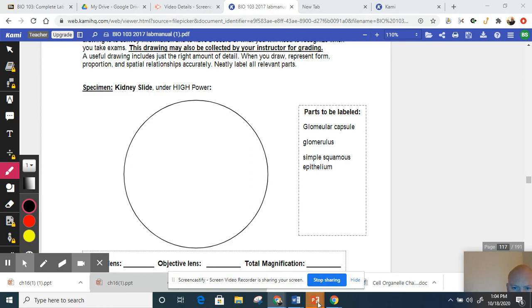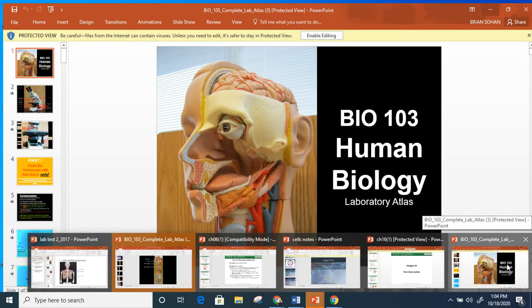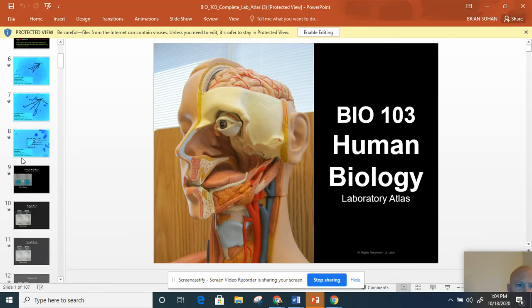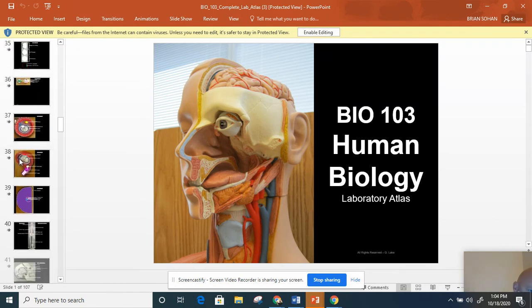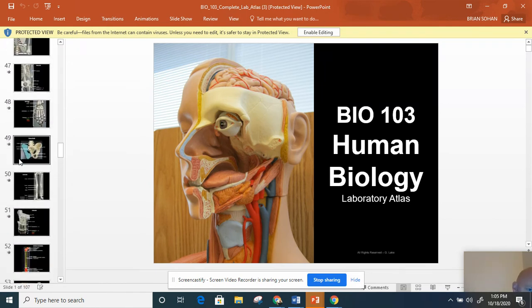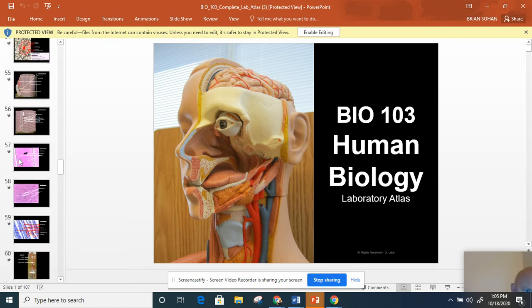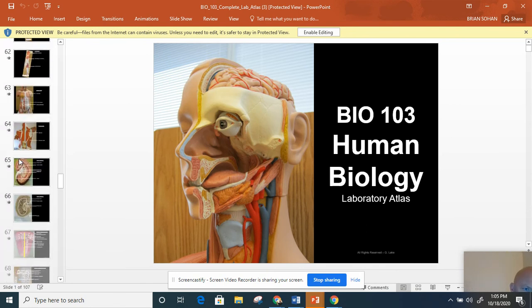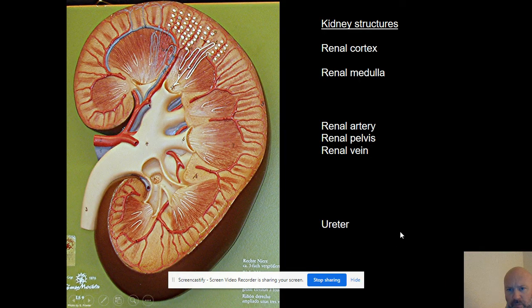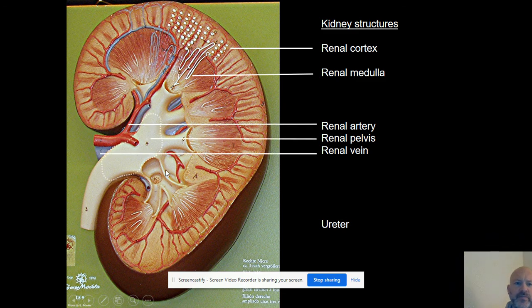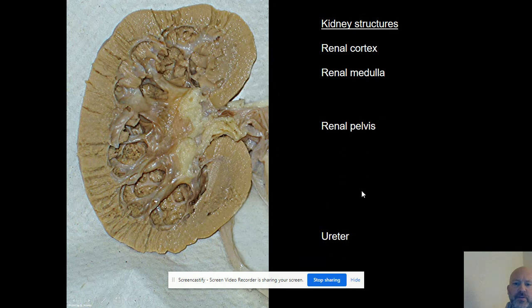All right, so let's pull this up. I have it here. And we're going to scroll down to, again, this is always a good review. We got our models here, cortex, medulla, and then we have the renal pelvis, the artery, the vein, and the ureter. This is the real one, cortex, medulla.